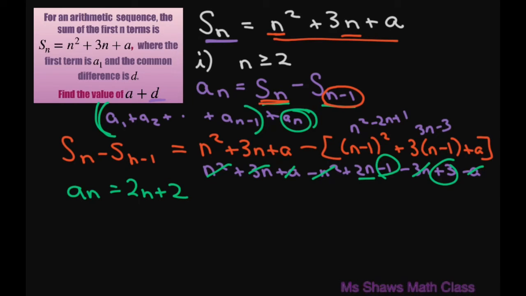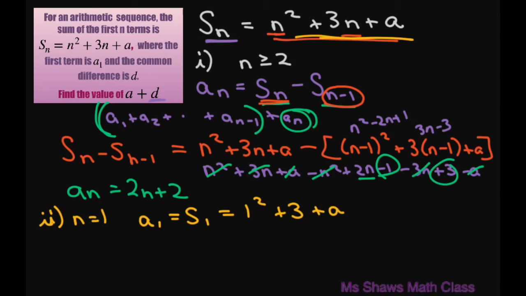All right, now when n is 1, this is case 2. So when n is 1, all you do is substitute in a sub 1, and that's going to be s sub 1. So substitute in 1. You get 1 into here, 1 squared plus 3 plus a. So that's going to be 4 plus a. Now what we want to look at is our second term. So our second term is your first term plus your common difference, right? So anytime you do the second term, all you have to do is add the common difference.